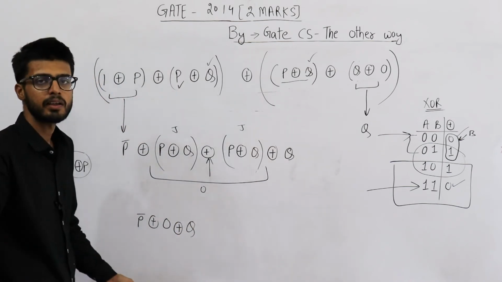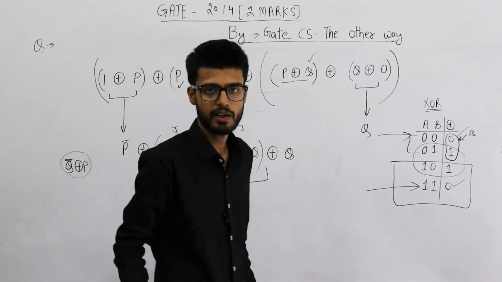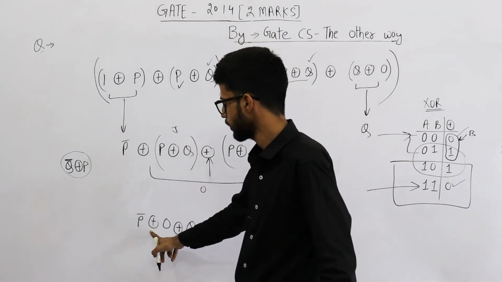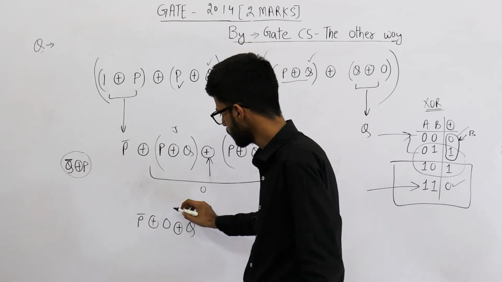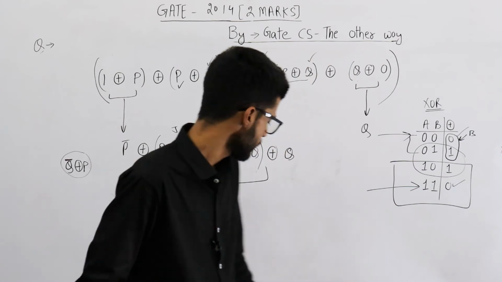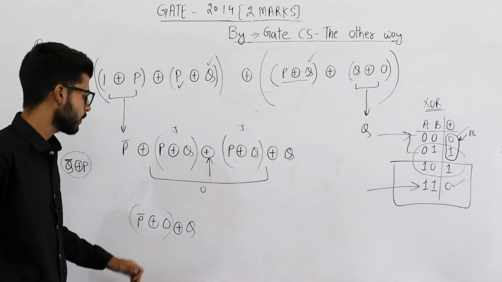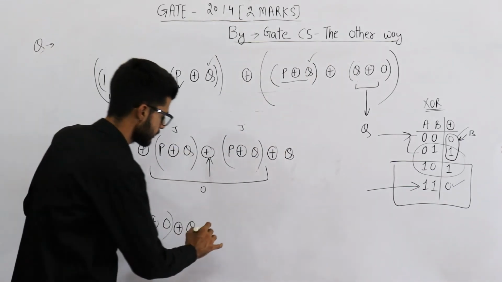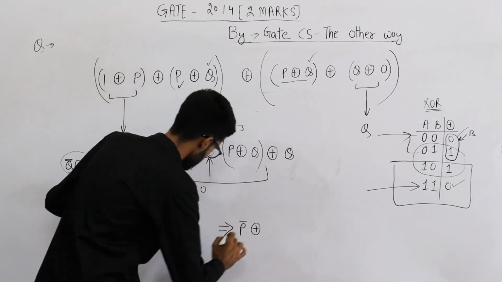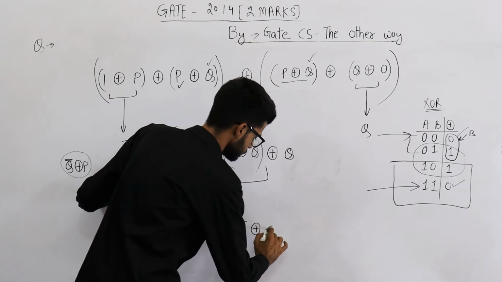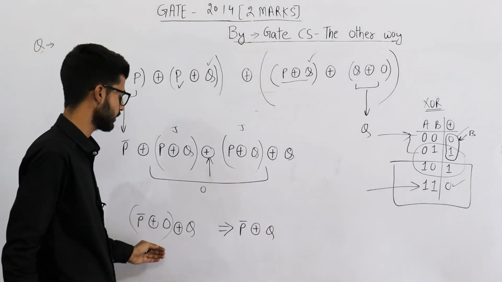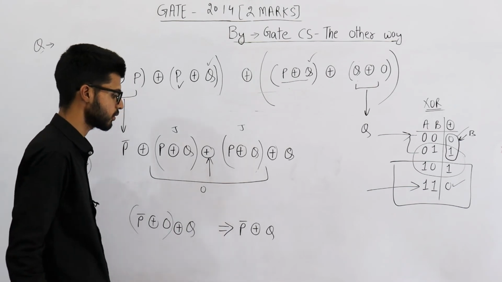Now again, brackets don't matter. You can solve any one of these first. Either you solve this XOR or you solve this XOR. Let's say we want to solve it like this. P bar XOR 0 will be P bar. You know that. So this 0 can be neglected and we are left with P bar XOR Q.